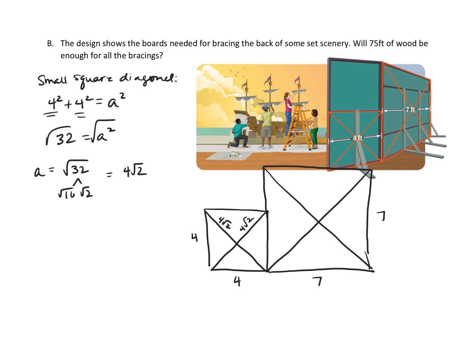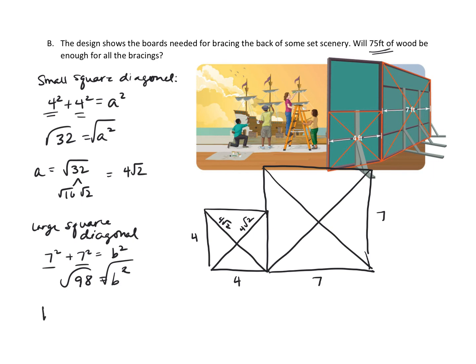So again, we're trying to figure out if we have enough wood. We've got 75 feet. We're going to end up adding all these pieces of wood together. We also need the large square diagonal. We can find the hypotenuse of a right triangle over there. 7 squared plus 7 squared equals our diagonal. I'm just going to call it b squared. 49 plus 49 is 98 equals b squared. Square root both sides. So b is equal to the square root of 98. Do any perfect squares fit into 98? 49 fits in twice, so that gives us 7 root 2. So we had to do a little bit of prep work on this one.